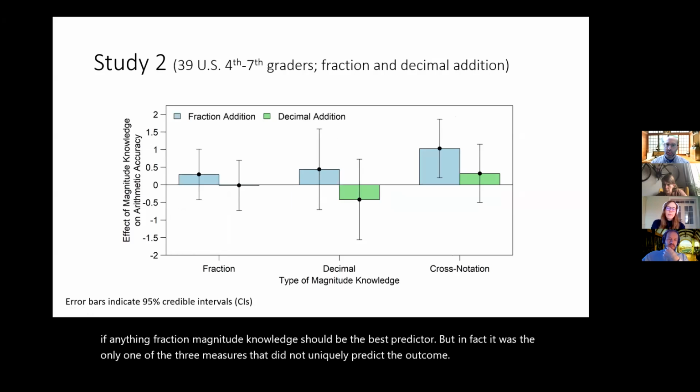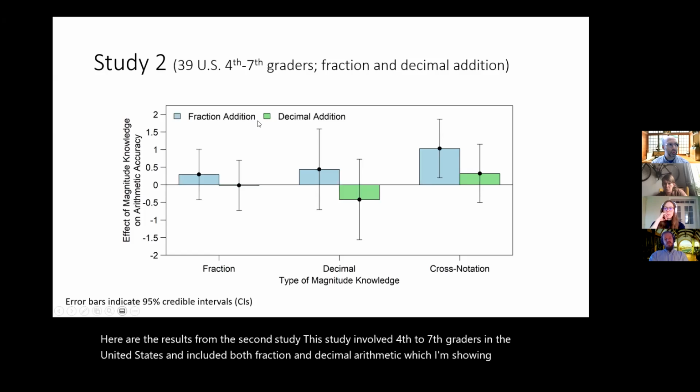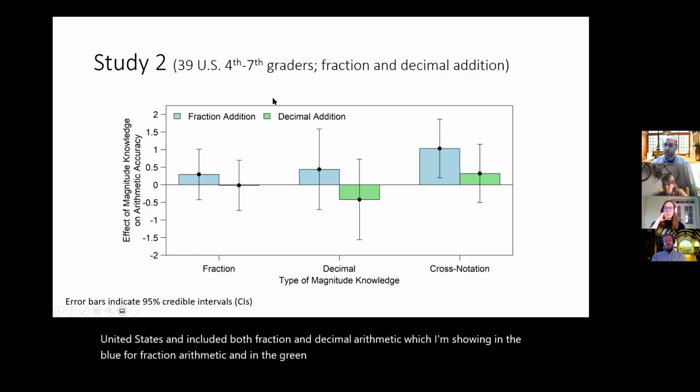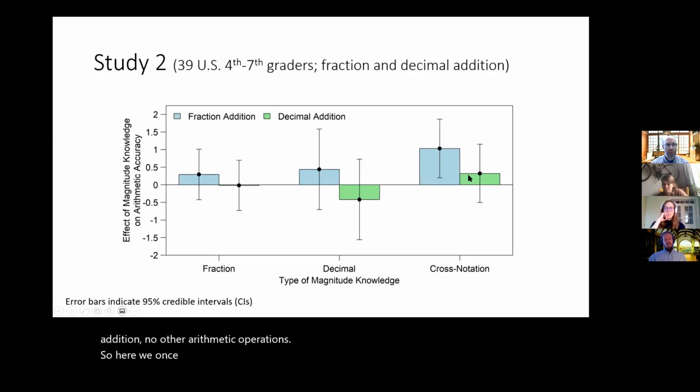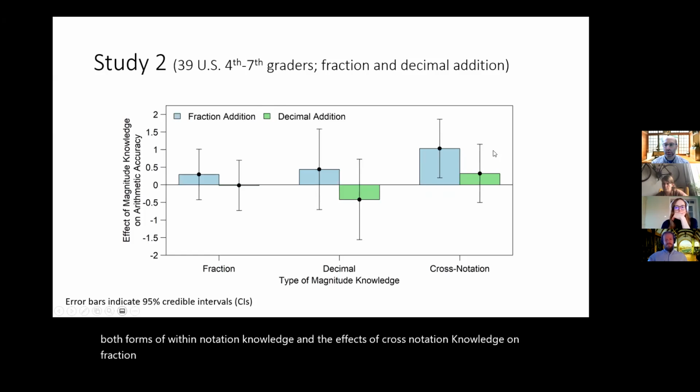Here now are the results from the second study. This study involved 4th to 7th graders in the United States and included both fraction and decimal arithmetic, which I'm showing in the blue for fraction arithmetic and in the green for decimal arithmetic. However, it included only addition, no other arithmetic operations. So here we once again found an effect of cross-notation knowledge when controlling for both forms of within-notation knowledge. And the effects of cross-notation knowledge on fraction arithmetic and decimal arithmetic actually did not differ significantly, although these effects look different. In fact, the interaction was not significant.